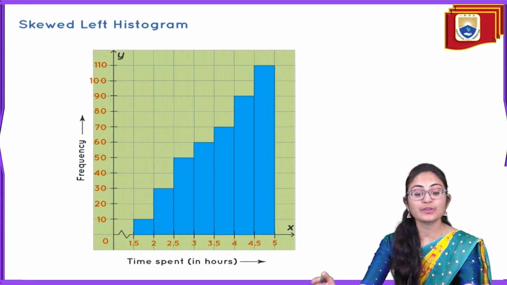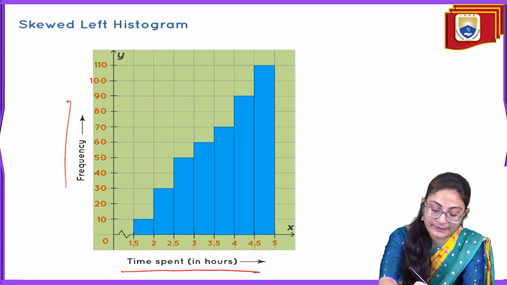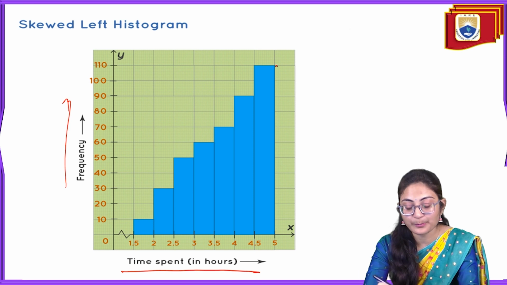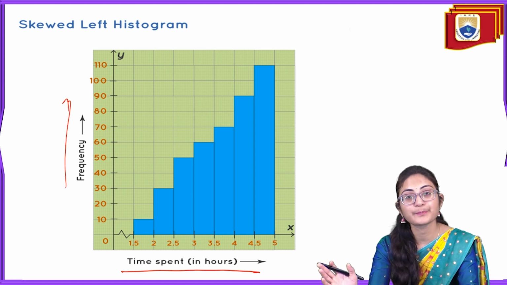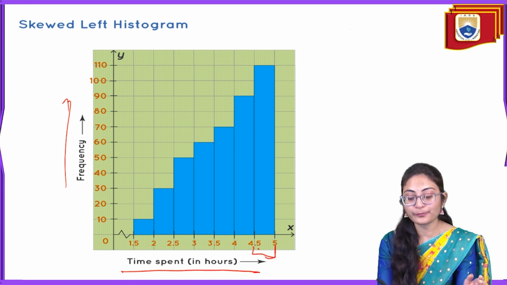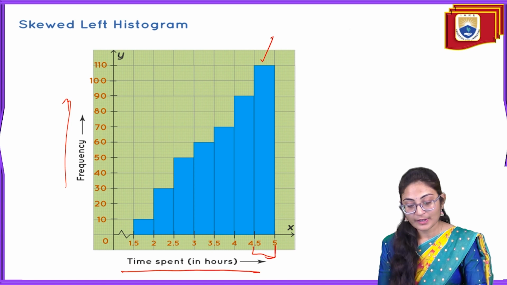Now, this is your skewed left histogram. This is the time and the frequency. Skewed left histogram means your bars are skewed to the left side. And you can see that between 4.5 to 5 hours, there are so many who are doing the study.